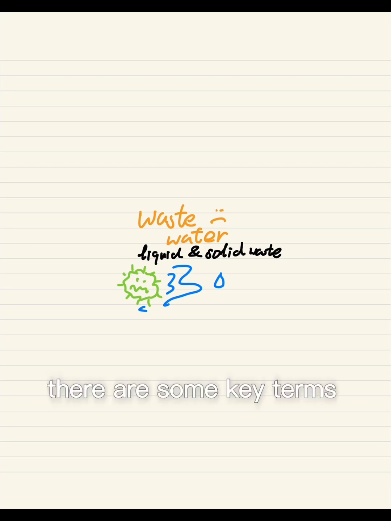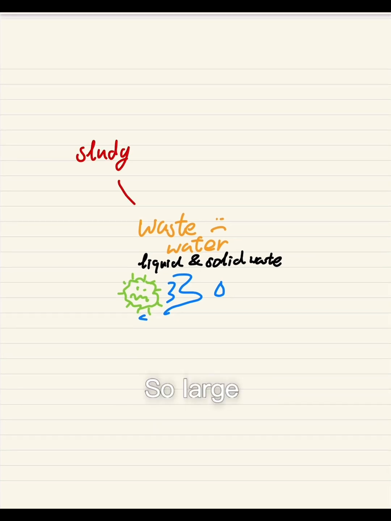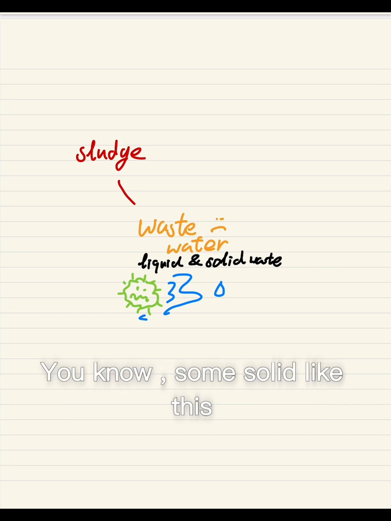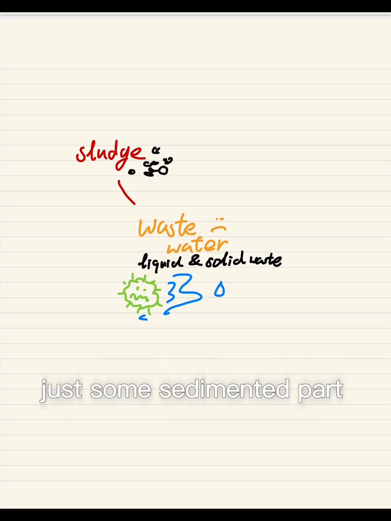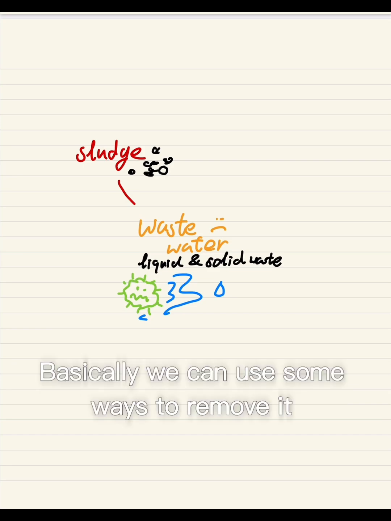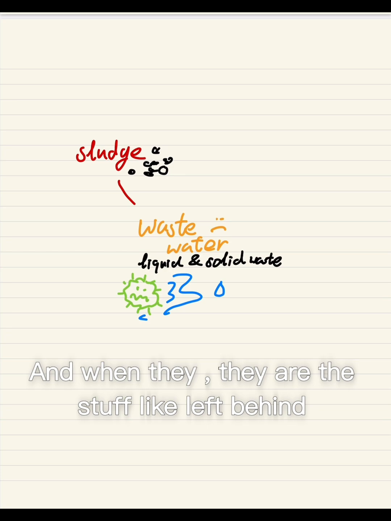And there are some key terms you should know. First is sludge. Sludge is the solid that is removed from the wastewater treatment. You know, some solid like this. It can be anything, just some sedimented part of the wastewater. And basically, we can use some ways to remove it, such as filters or some chemicals or some method, yeah. And then there's the stuff left behind.